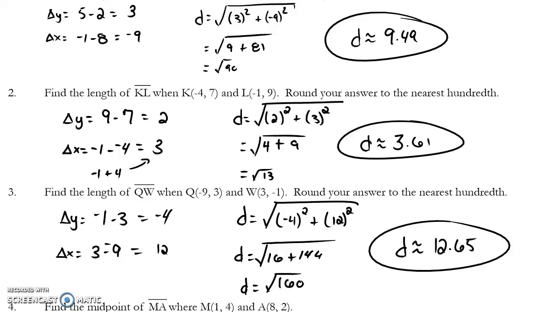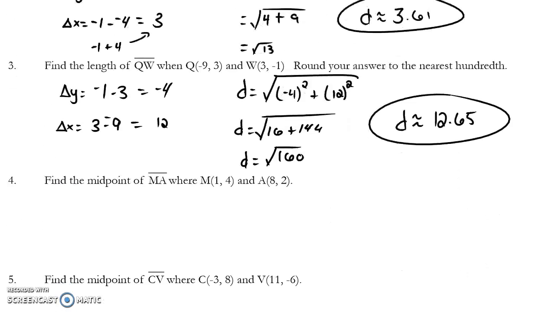Alright, the distance should be approximately 12.65 after I round the square root of 160. Double check your arithmetic in your change in y, change in x. The most common error I see is in that arithmetic.